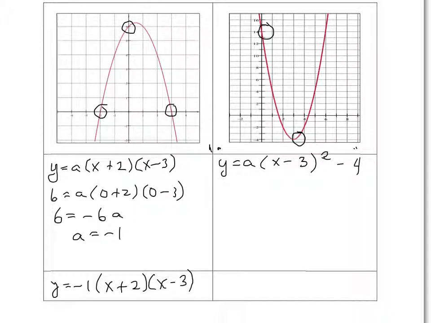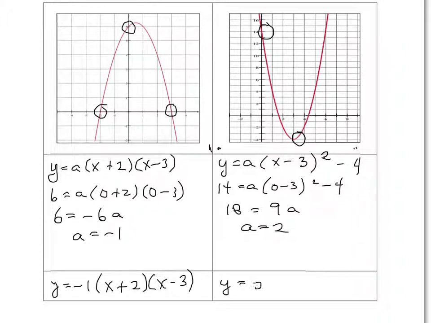I'm going to use my handy y-intercept and substitute that in for x and y, and when I do so, I'll be able to find a. So I substitute everything in and solve for a. A comes out to be 2. Again, remember the final step, which is to substitute into the final equation: y is equal to 2(x minus 3) squared minus 4.